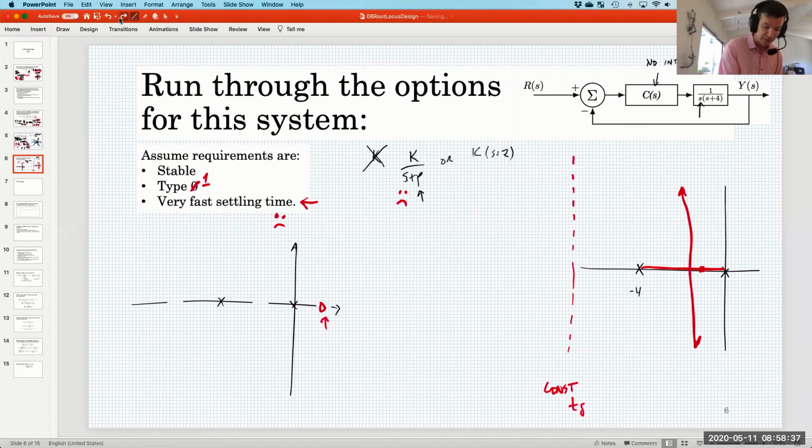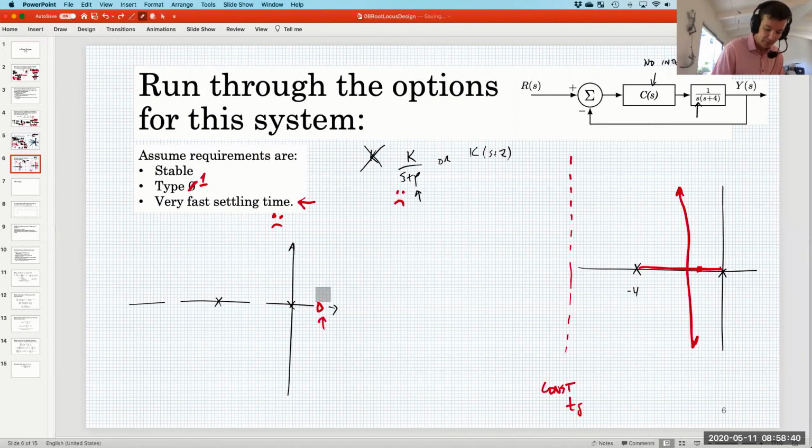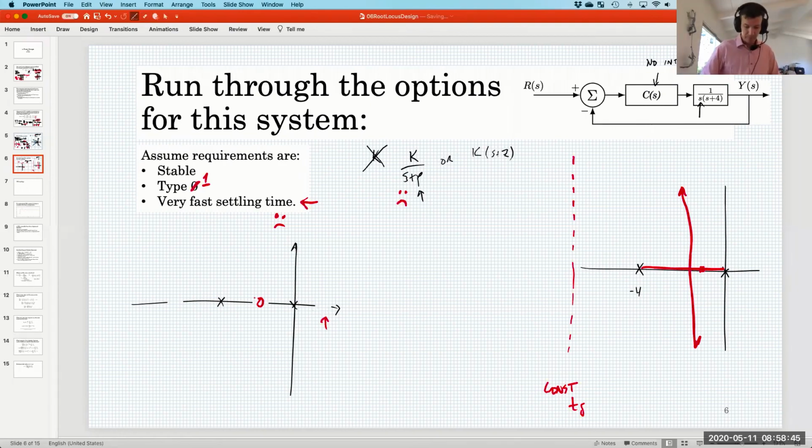So let's consider this option. Now what does the root locus look like? It looks like this, and then that. So congratulations, we have stabilized it. We have ensured that it's type 1, but we have not improved its settling time, because guess what? We've got a super slow overdamped mode here. So by process of elimination, hopefully this last one will work, because we're running out of time.